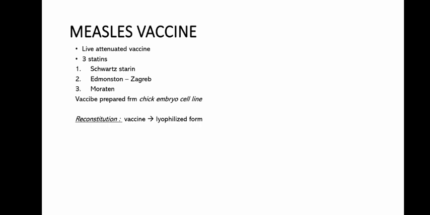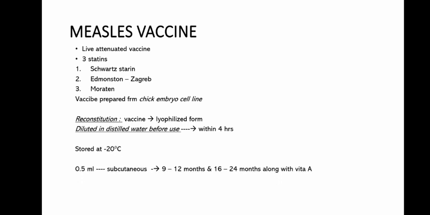The vaccine is lyophilized in form. It's reconstituted with distilled water before use. Within 4 hours we have to use this diluted form, and it is stored at minus 20 degrees Celsius. The dose is 0.5 ml subcutaneous in the right arm, at 9 to 12 months and 16 to 24 months, along with vitamin A.